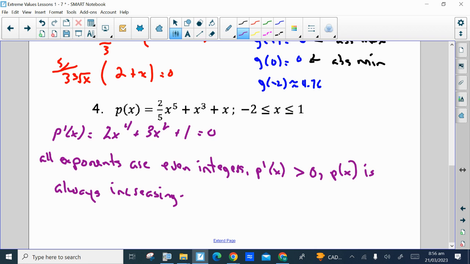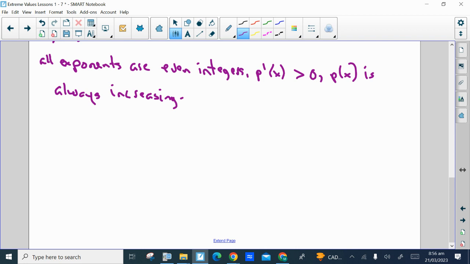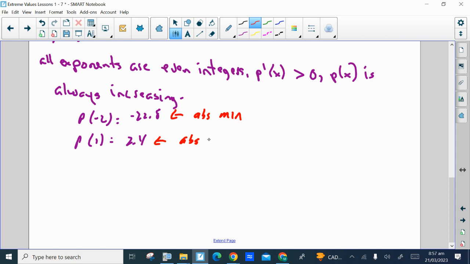So that means our critical numbers will only be at the endpoints of the graph. We're only going to have to find, in this case, p at -2 and p at 1, because those are the two endpoints that we're starting with. So p at -2 is -22.8. P at 1 is 2.4. So that first one will be an absolute minimum, and that one will be an absolute max.